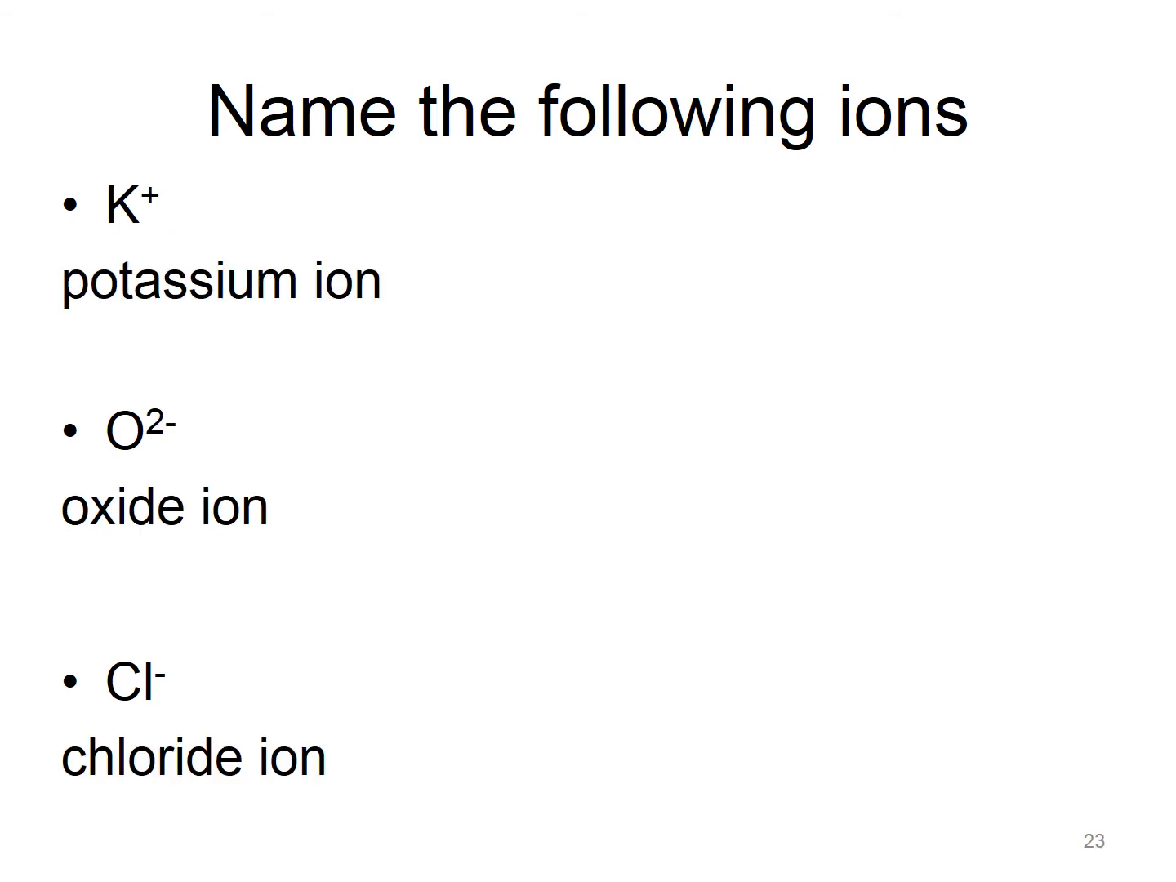All right, because K is positive, all we do is add "ion" to the name, so potassium ion. The other two ions are negative, so we're going to add the -ide. O2- is the oxide ion. Chlorine will become the chloride ion.